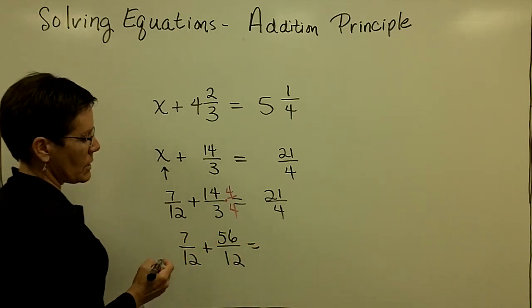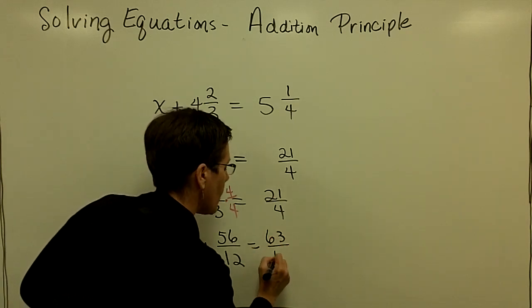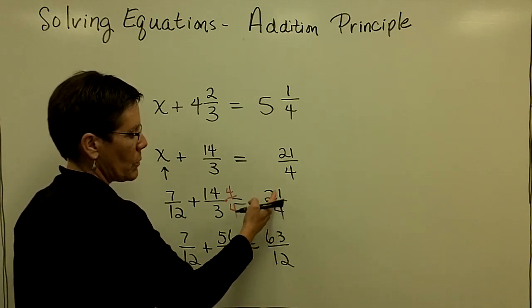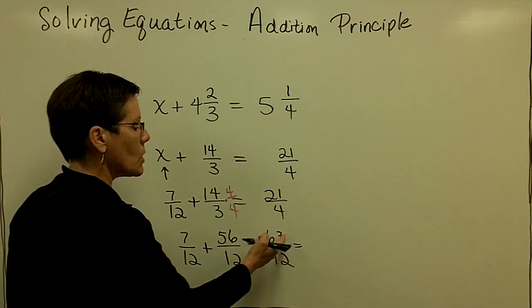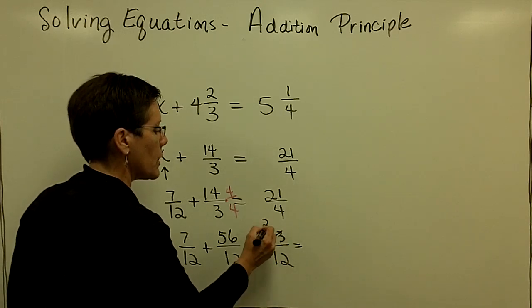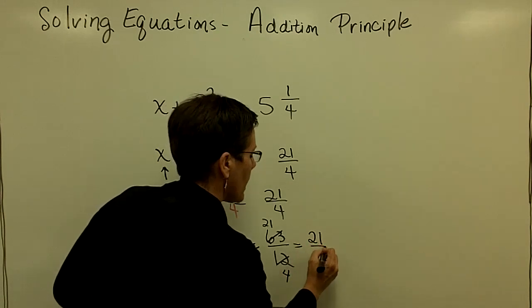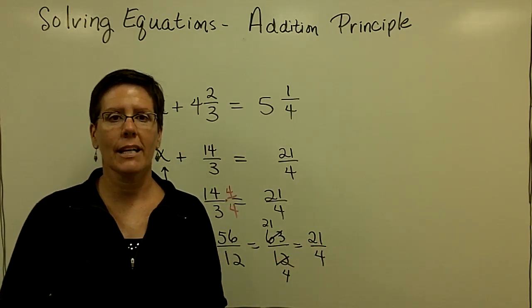And I add those together and I get 63 twelfths. And I wonder if that reduces into 21 over 4. That's my hope. I'm fairly certain that 3 will go into 63 21 times. 3 will go into 12 4 times. And the left side is indeed equal to the 21 fourths, which is on the right-hand side.